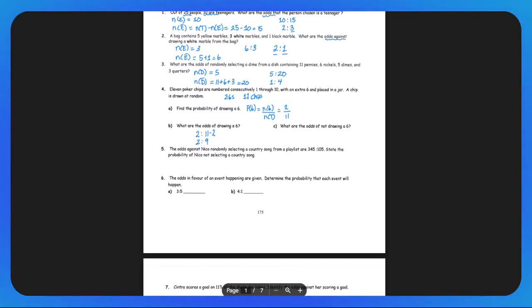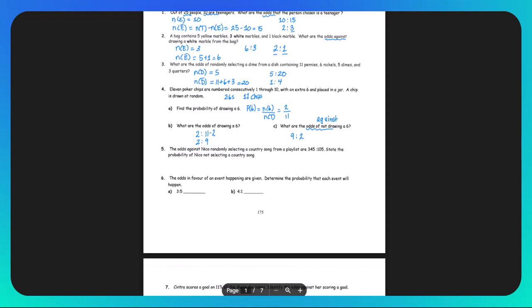For C, what are the odds of not drawing a 6? Well, when we already know the odds of drawing a 6, to find the odds against or of not drawing a 6, we're just going to flip the odds statement around. We're going to say 9 to 2. So for every 9 numbers that are not 6, there are 2 numbers that are 6.